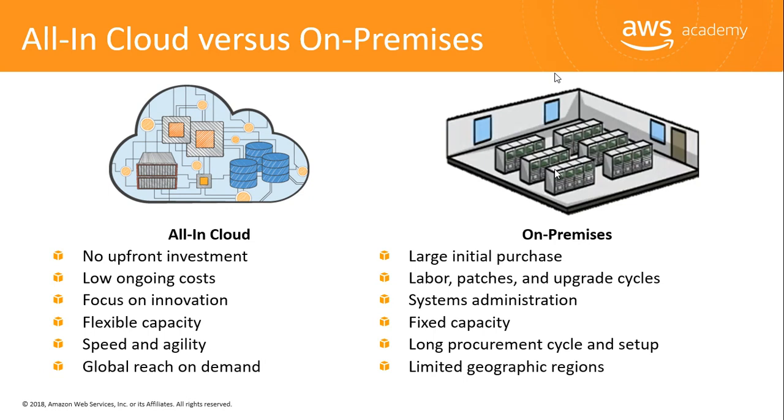Then system administration. The main thing is, when you're maintaining your servers on premises, you need to monitor them 24 by 7. You need to be very prompt in solving problems and addressing issues. And a very important thing is fixed capacity. We need to have the capacity to maintain the servers, and a long procurement cycle and setup.